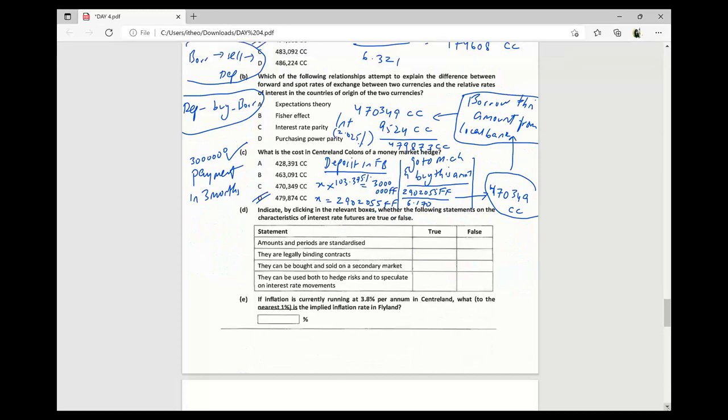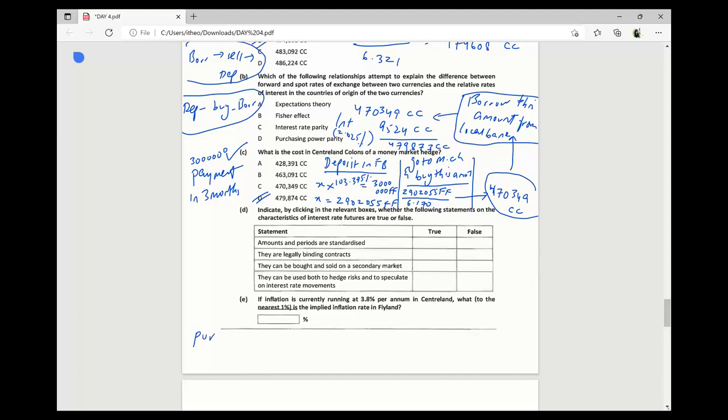Requirement B, D, and E, the three requirements are left. So requirement B: Which of the following relationships attempt to explain the difference between forward and spot rates of exchange between two currencies and relative rates of interest in the countries offered? So which of the following relationships explains the difference between forward and spot rates and relative interest rates?